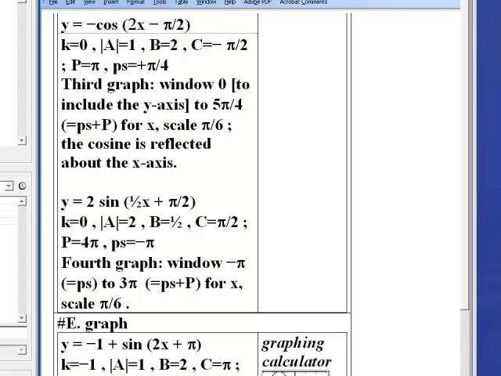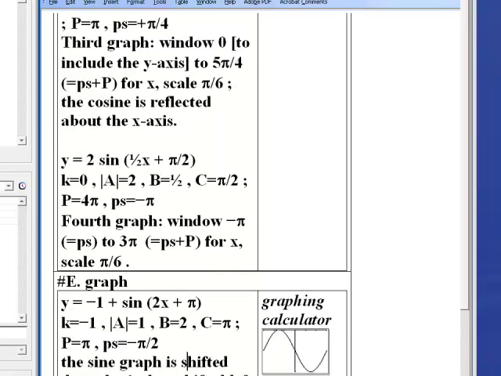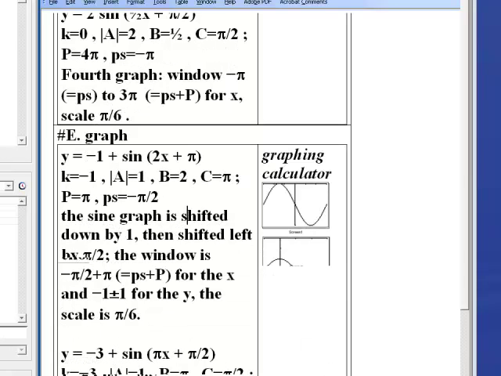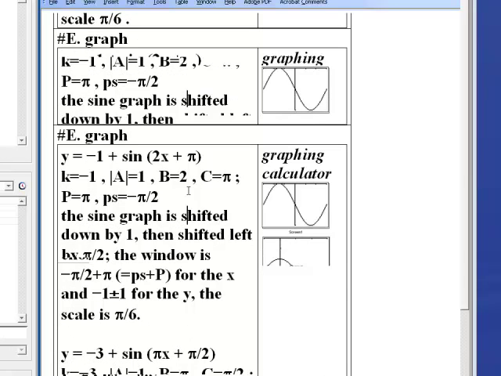First of which says y equals -1 plus sine 2x plus pi. So we have a vertical shift of -1. We have an amplitude of 1. Coefficient b is 2. Therefore, the period comes out to pi. Coefficient c is pi, and therefore the phase shift comes out to -pi over 2, because we have pi divided by 2, put a negative in front of it, so -pi over 2. Therefore, the sine graph is shifted down by 1, then shifted left by pi over 2, and the window is chosen as -pi over 2, which is the phase shift, to the phase shift plus 1 period.